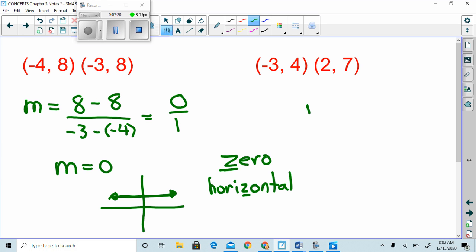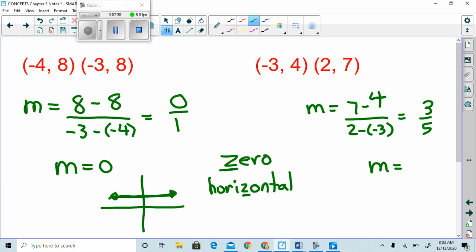There's one more here for you to try. 7 minus 4 over 2 minus a negative 3. Find that change. It's 3. Add the opposite over 5. My slope is 3/5, and it's positive. So there's a little practice on that, and we'll do some more if need be in class.